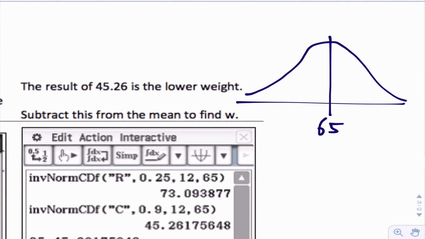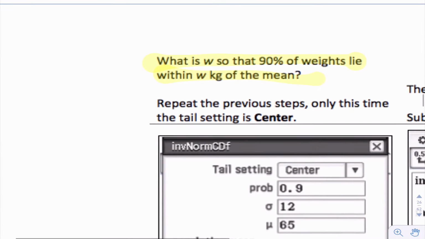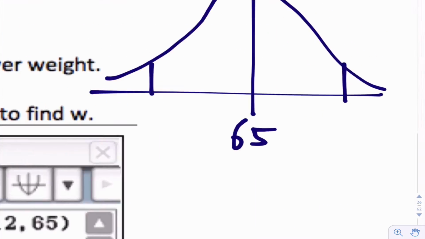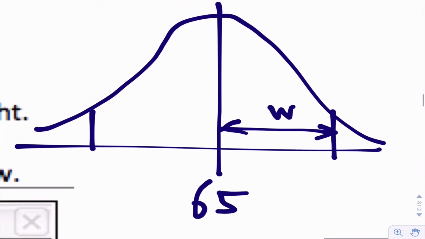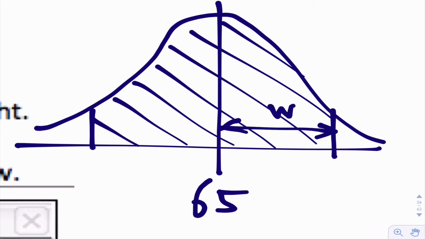65 is the middle. We want to know W. Let's read it again. What is W so that 90% of the weights lie within W kilos of the mean? Okay, so W is, in this case, this distance here. And this area in here is 90% of the whole area underneath the curve.